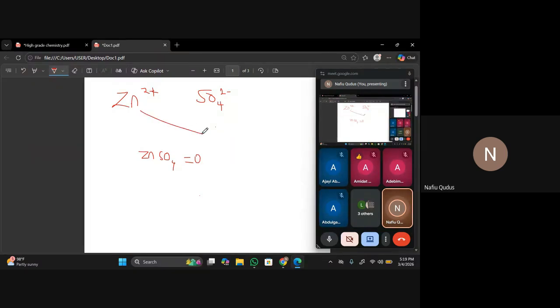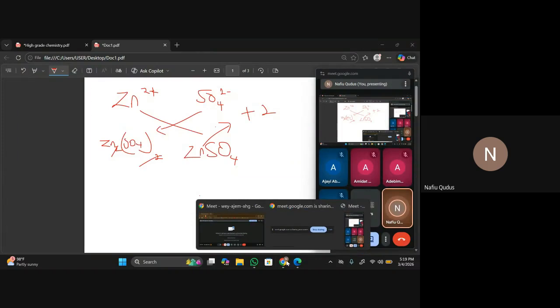That's why we said we cross-link. When we cross-link, we multiply this by 2 and this by 2, which gives Zn2 and SO4 2, right? That's what we are going to have. Are we together? So we have 2 here. These 2 we cancel, which remains Zn SO4. So Zn here in this case is plus 2. The oxidation number of Zn here is plus 2.